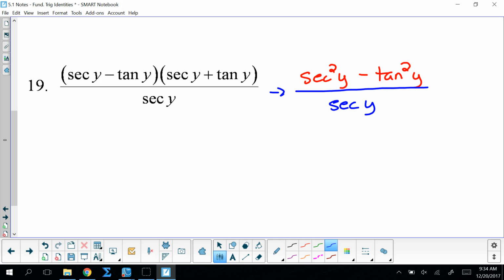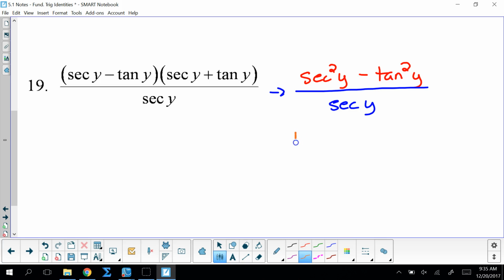For secant squared, according to formula number 11, secant squared is the same as tangent squared plus 1. That's one way. What if I like secant squared? What's tangent squared? Use number 11: secant squared minus 1. What if I don't like either one and I want to get rid of them both at the same time? What's secant squared minus tangent squared? It's 1, right? All based off of formula number 11.